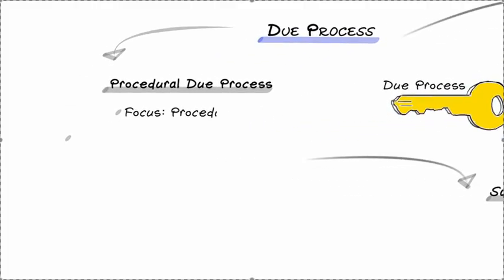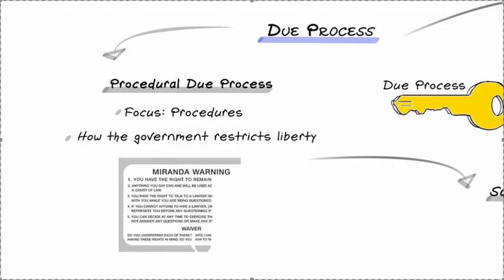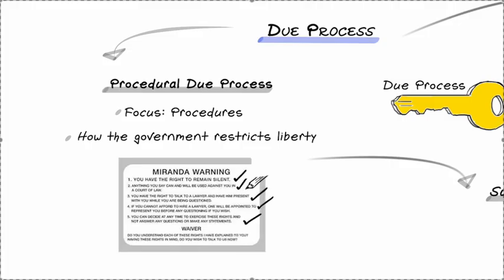Procedural due process provides the conditions under which the government may take your life, liberty, or property. The Miranda rights, which are the constitutional rights read to a criminal suspect before questioning, are an example. Here, procedural due process regulates how the government acts. Before it deprives a person of his physical liberty, it must follow constitutionally required procedures.